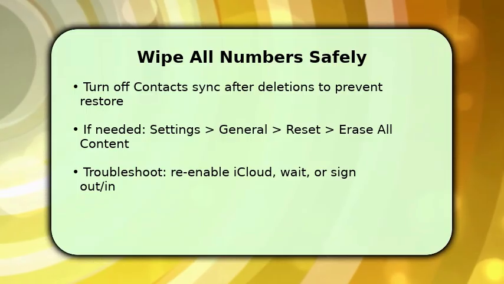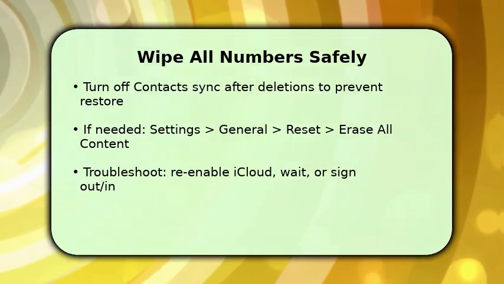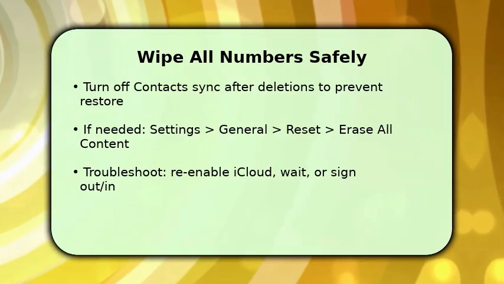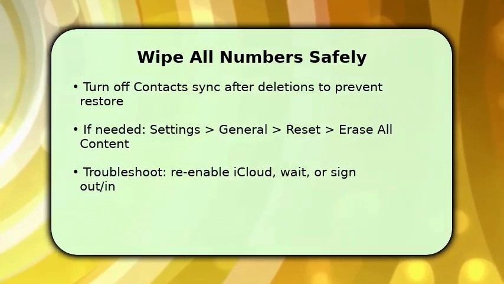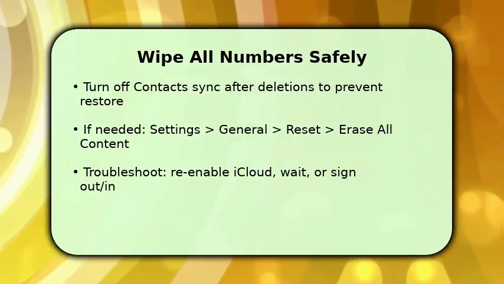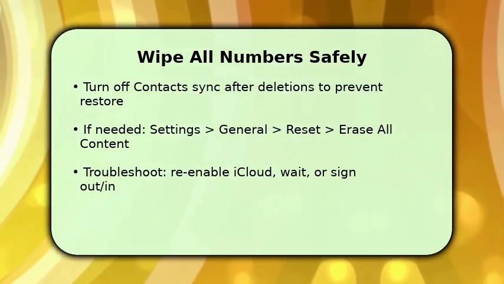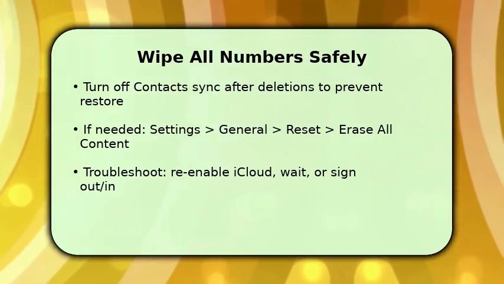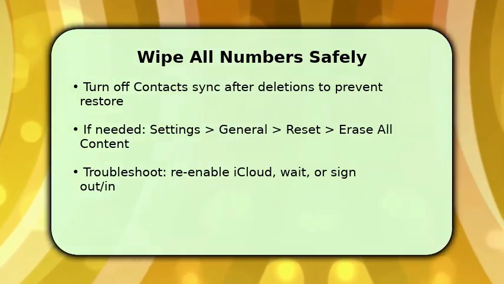If you need a complete device wipe, use Settings, General, Transfer or Reset iPhone, Erase All Content and Settings. This removes all numbers and data. If something goes wrong, re-enable iCloud contacts or sign out and sign back in. Waiting a few minutes for iCloud to sync often resolves inconsistency.